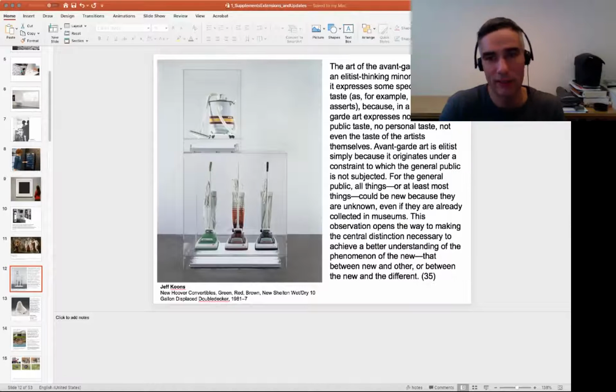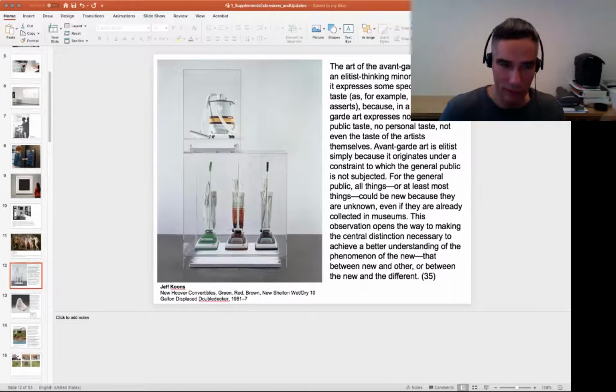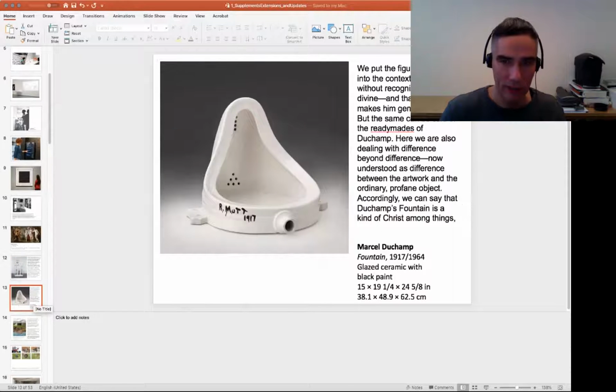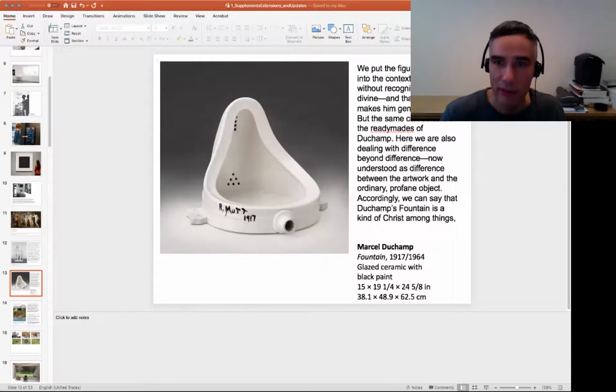And it's, as he says, not elitist because it originates under a constraint to which the public is not subjected, because the general public does not... It's basically, I think it's still an elitist argument, because it asserts that the general public does not have access to both the discourse or the objects themselves as material objects. And for him, that's important to the longevity of the art object when it is archived in the museum.